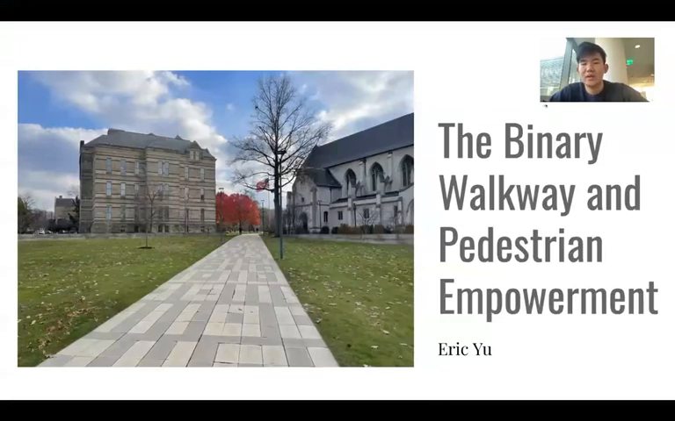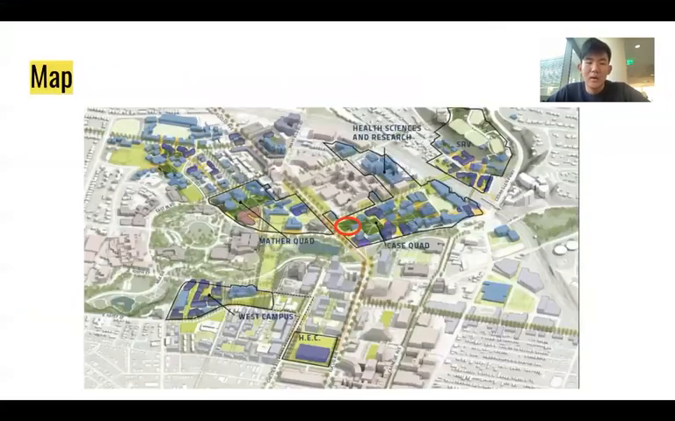My presentation today is on the binary walkway and pedestrian empowerment because of the binary walkway. The binary walkway, as seen on this map, leads from the corner of the intersection between Adelbert and Euclid to the Case Quad, or as I like to call it, the South Quad, which is just the engineering quad in Case Western. Just all the STEM classes are there.